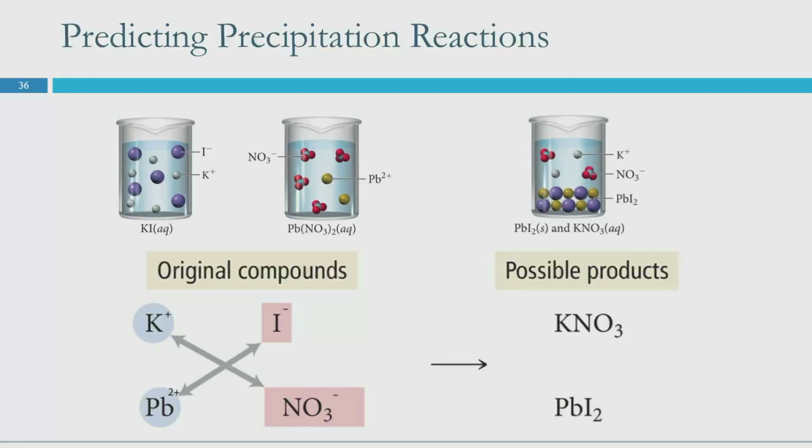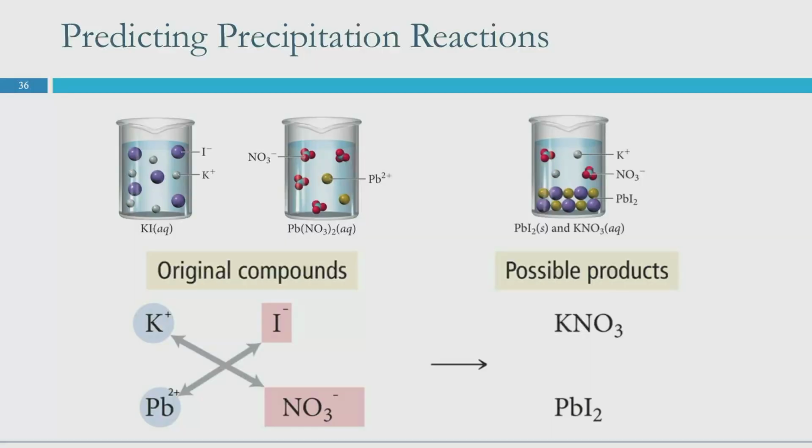The new combinations are if we take our positively charged ion from one solution and our negatively charged ion from the other solution, K+ and NO3-. So we can make KNO3. And our other set of ions are lead(II) Pb2+ and our iodide to make PbI2. Those are our two new possible products.